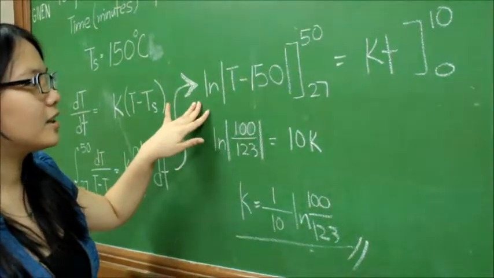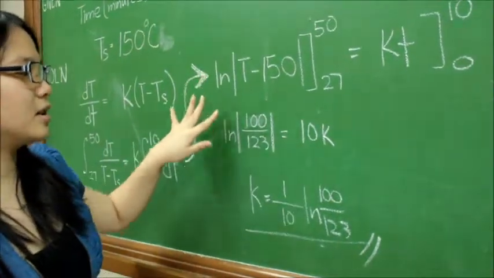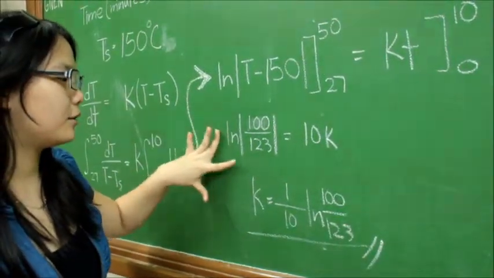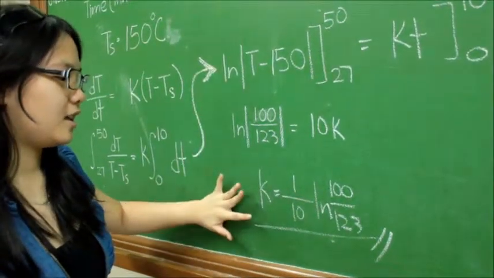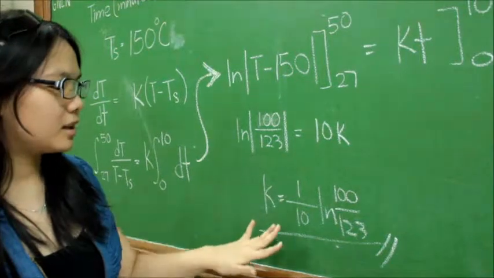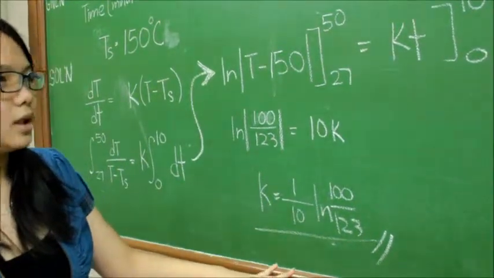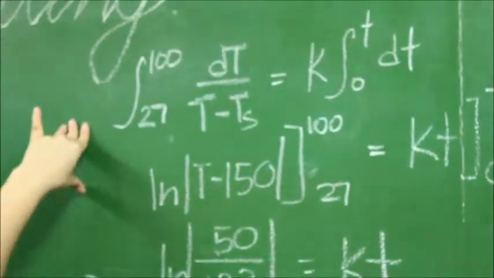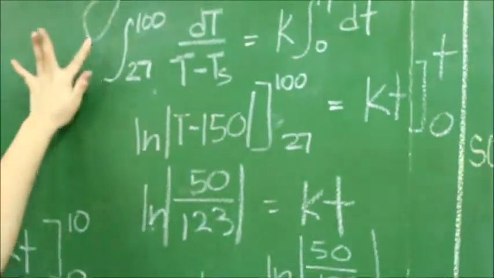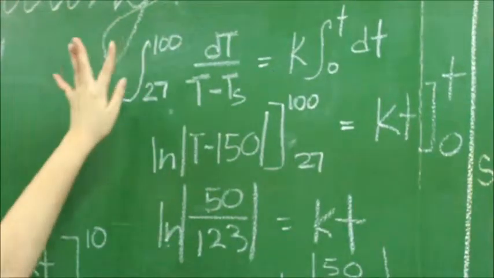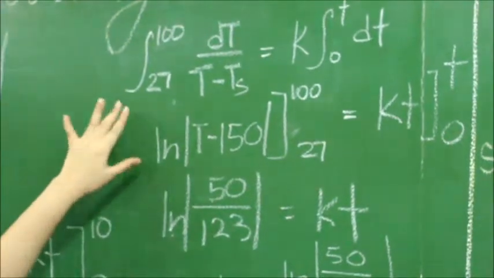After integrating, you'll substitute the limits and you'll get ln of 100 over 123 is equal to 10k. Find k: k is equal to 1/10 ln 100 over 123. Next, you'll find t. In order to find t, you'll get the limits from 27 to 100 and 0 to t. After getting the limits, integrate it.